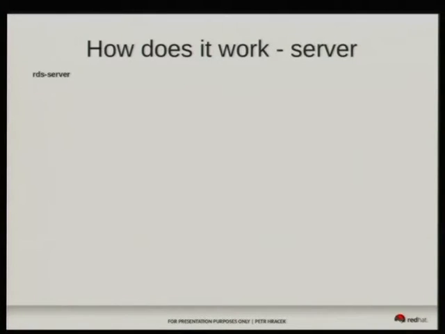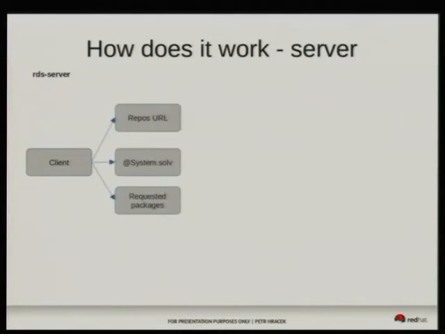So if we initiate the server, as Josef has already said, we need some information from the client. So we need three types of information. We need the links to all the repositories that the client uses. We need the system solve file, which is basically a collection of all the packages that the client uses. And we need, of course, the information about the requested packages.